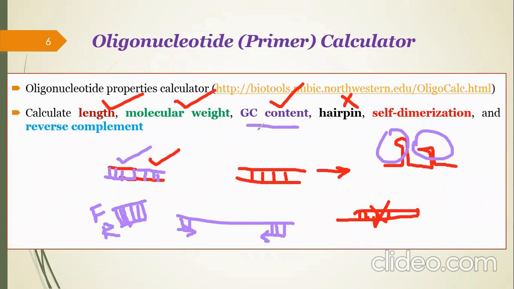The GC content is important. If the GC content is more, we need to exert more energy to denature the sequence from this strand, to break the hydrogen bonds. The more hydrogen bonds there are, the more energy will be utilized to break them.